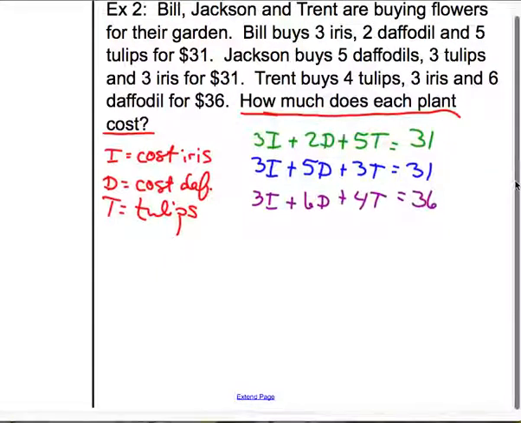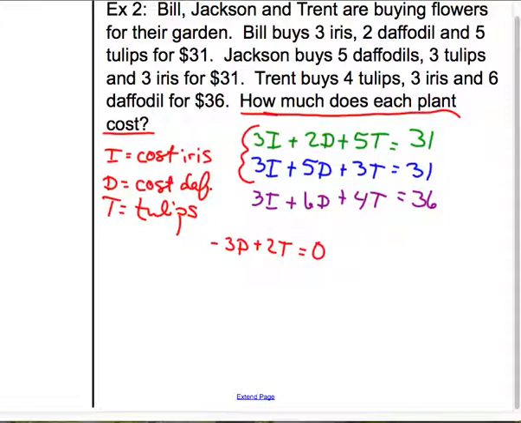So looking through, my iris is going to be a very easy variable to eliminate because they all have a coefficient of 3. So I'm going to go ahead and add or subtract my first 2 equations. Again, be careful if you choose to subtract. 2d minus 5d gives me a negative 3d. 5t minus 3t gives me a 2t. And 31 minus 31 gives me 0.